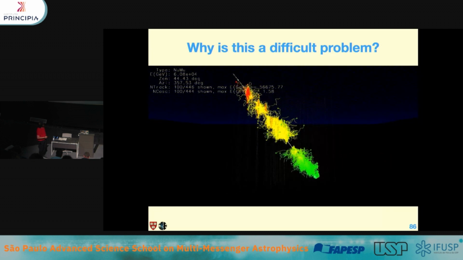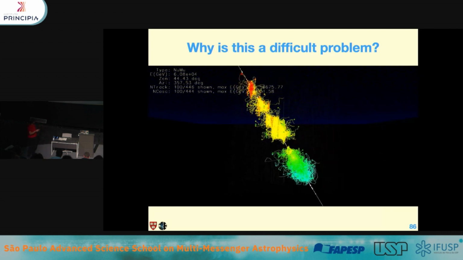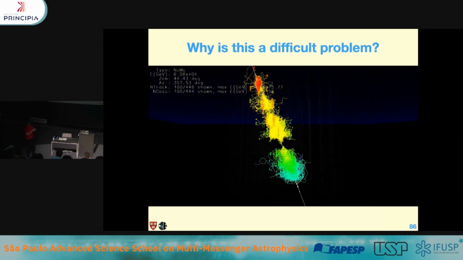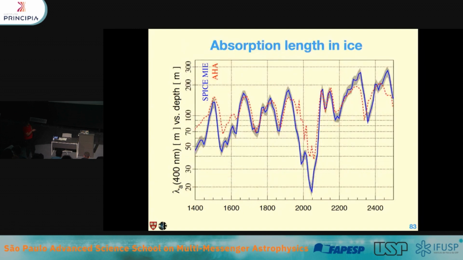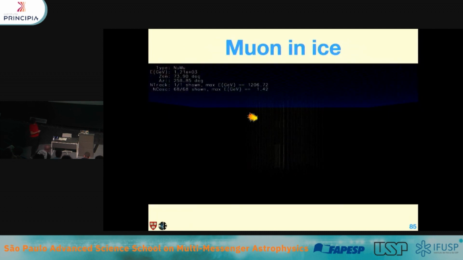Yeah, so this is another muon. In this one, you can clearly see the dust layer here. This is the part of the ice that is less transparent. This is the absorption that you have to take into account. Okay, thank you.